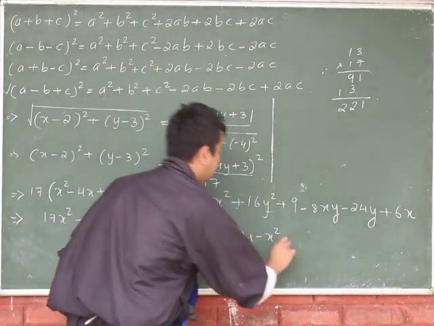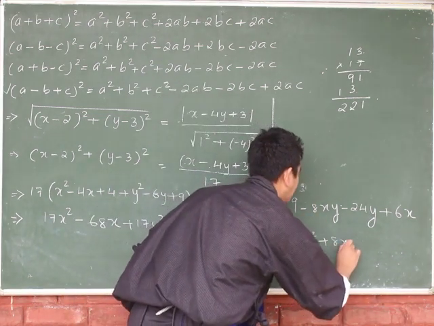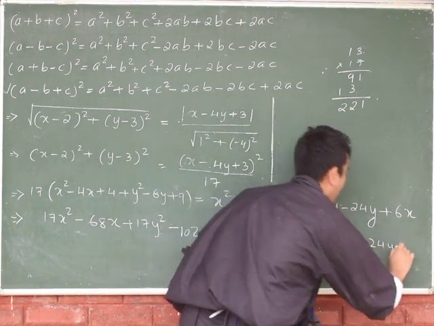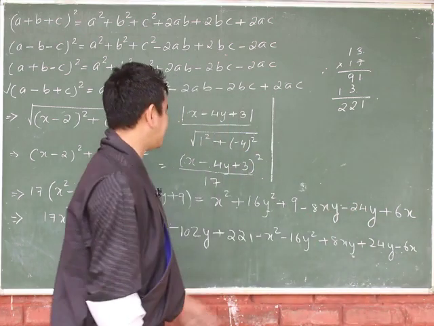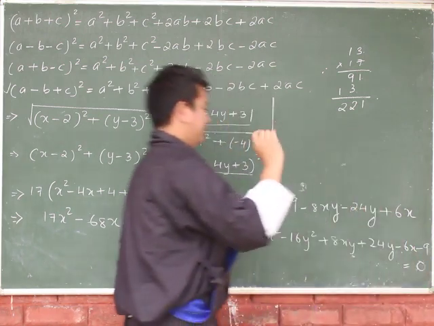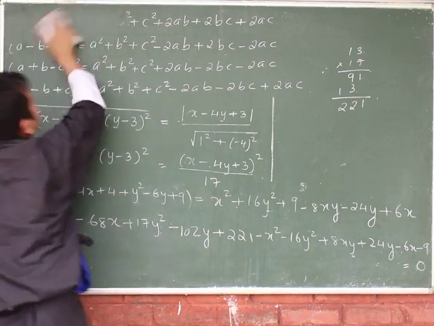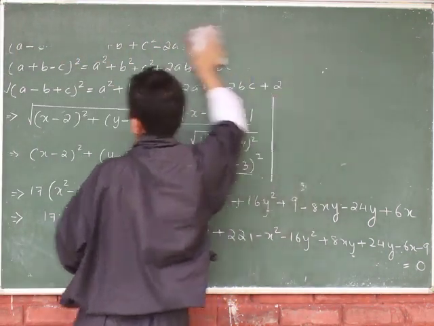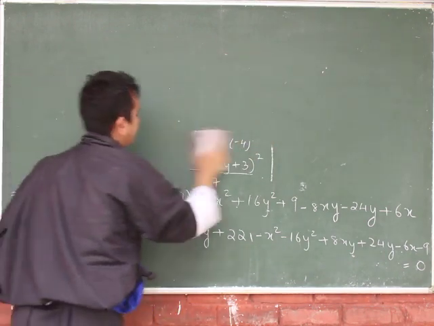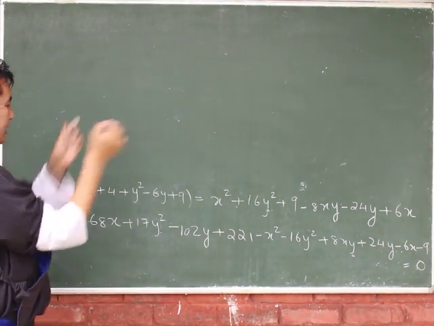Bring this one here, minus x², bring this one, minus 16y², bring this one here, plus 8xy, bring this one here, plus 24y minus 6x, then at last we have minus 9, equal to 0. So we are almost there. This expansion is a little bit difficult, but you just need to practice. If you practice, it will be much easier.